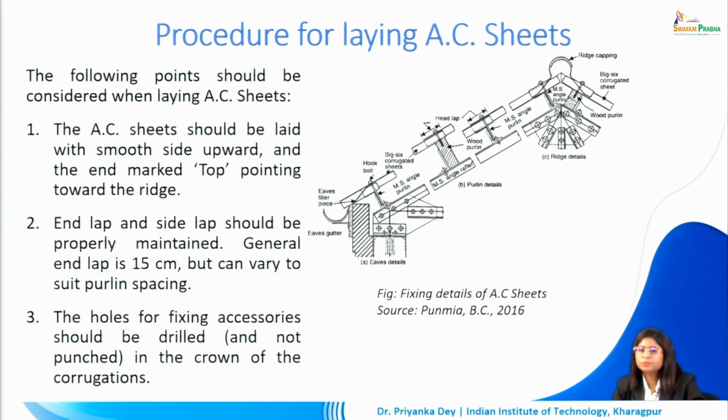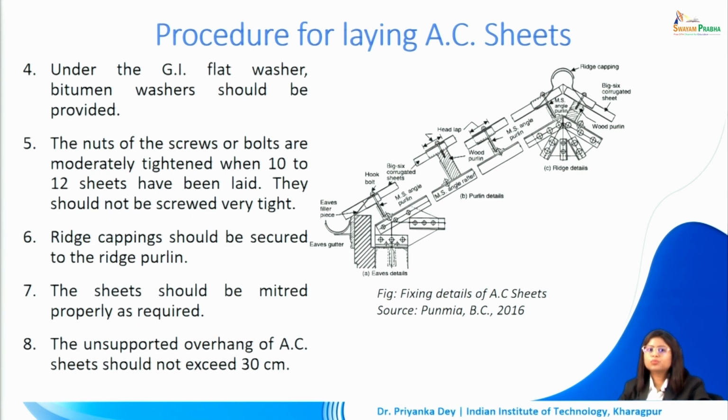The following points should be considered while we are laying the AC sheets. The AC sheet should be laid with smooth side upward and the end marked top pointing towards the ridge. So whichever is the marked point of top should be towards the upper side. The end lap and the side lap should be properly maintained. Generally end lap is about 15 centimeters, but it can vary based on the purlin spacing. The holes for fixing accessories should be drilled and not punched in the crown of the corrugations.